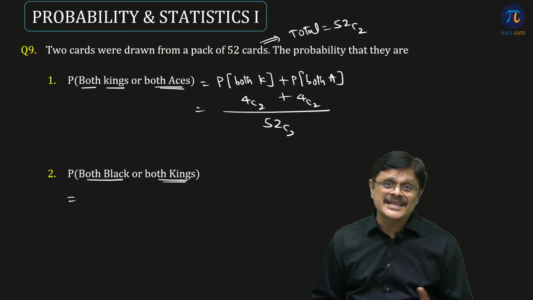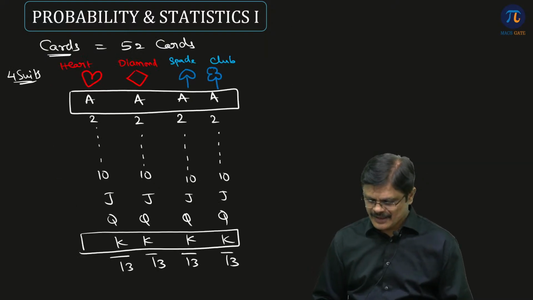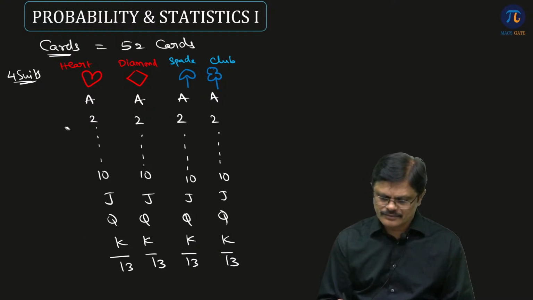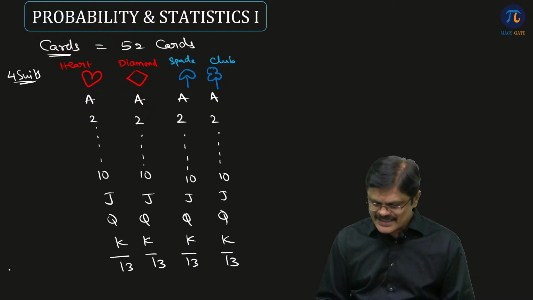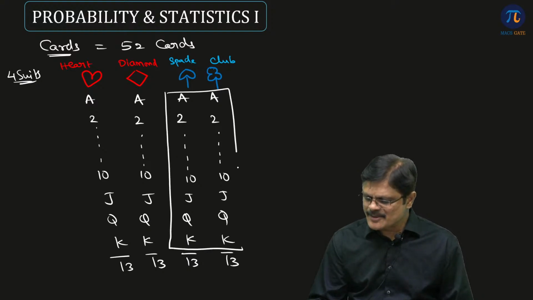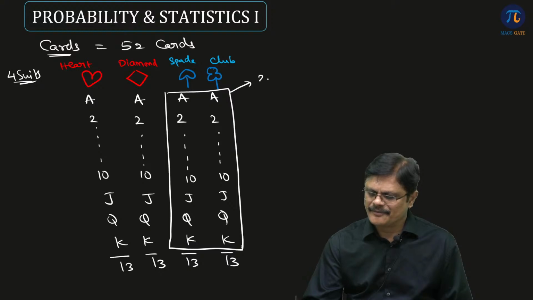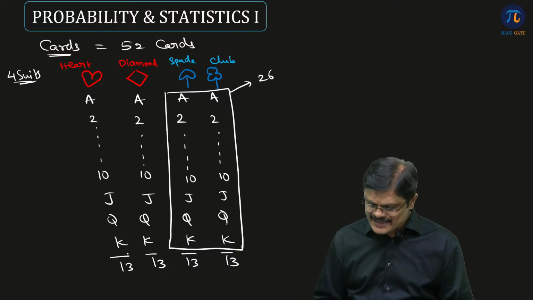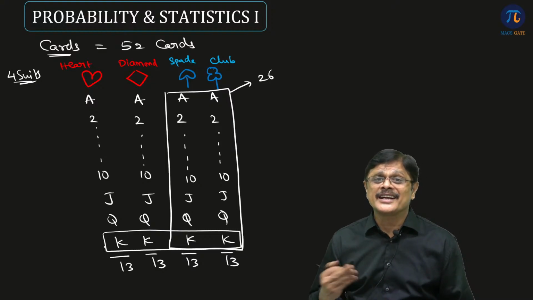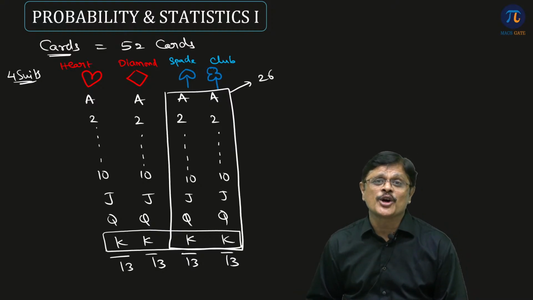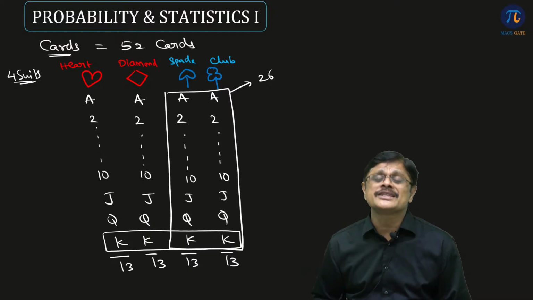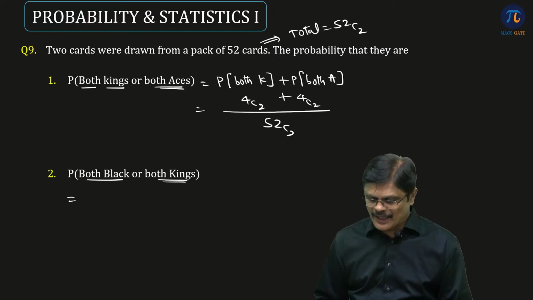What is the probability that both are black cards or both are kings? Now if you observe, how many black cards are there, sir? 26 black cards are there. How many kings are there? 4 kings are there. Are they disjoint or do they have something in common? They have some elements in common. So here we need to use the addition theorem properly.